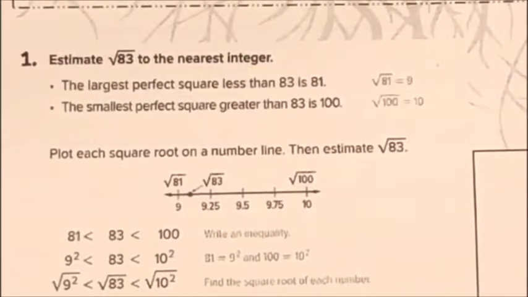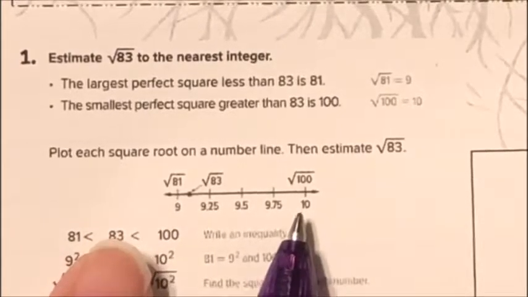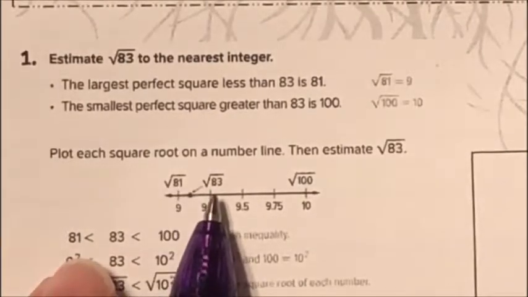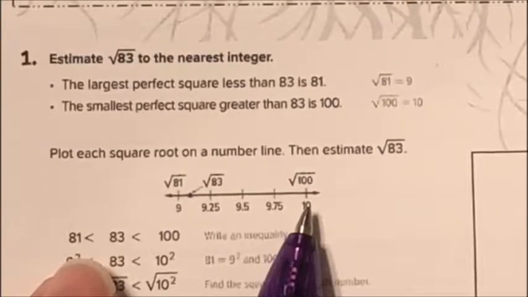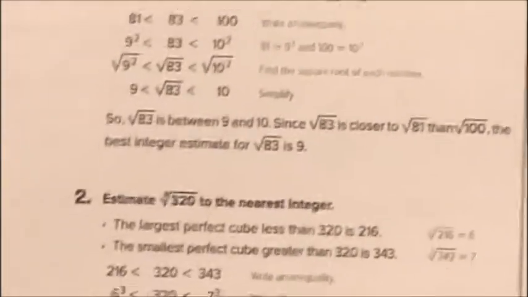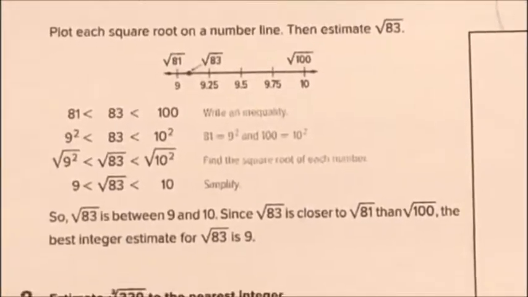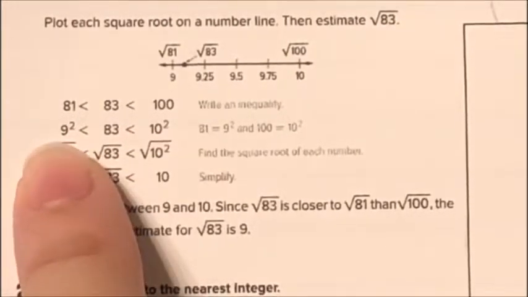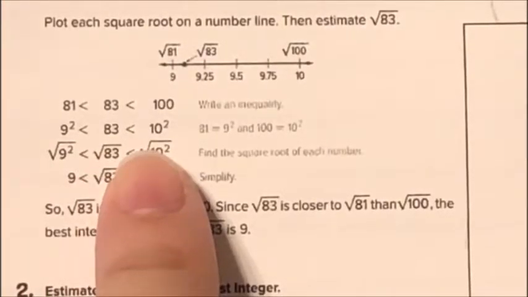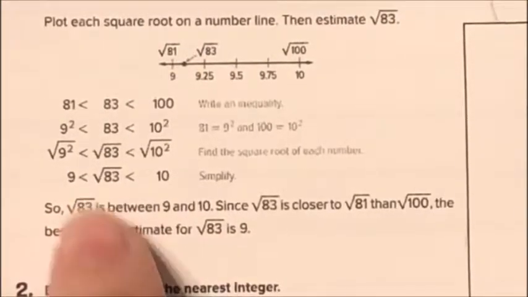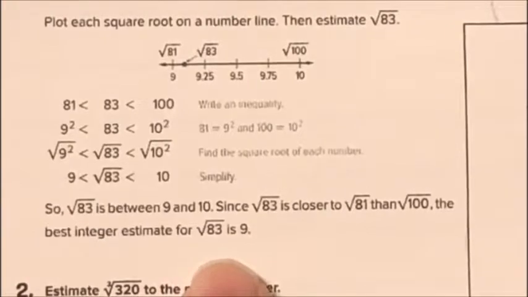So I can plot each square root on a number line, then I can estimate it. I have 81 and 100, somewhere between 9 and 10. 81 is probably closer to 83 than 100 is, so my estimate is going to be closer to 9. That's what all this says. 81 is less than 83, which is less than 100. So 9 squared is less than 83, which is less than 10 squared. That means the square root of 83 is somewhere between 9 and 10, but it's going to be closer to 9. So the estimate for the square root of 83 is about 9.